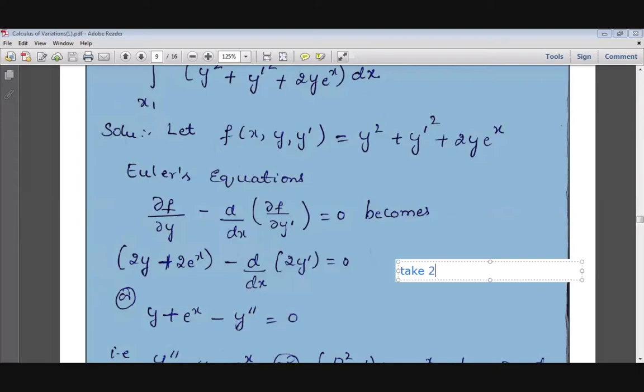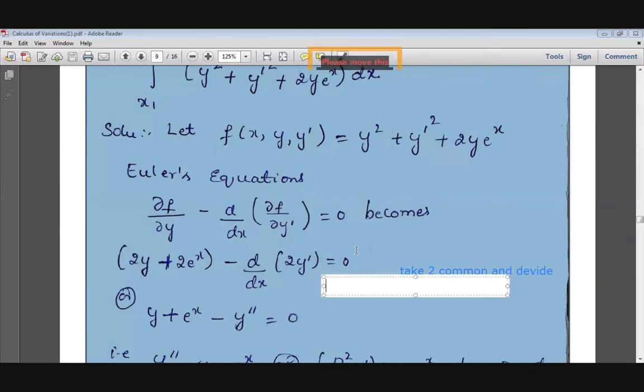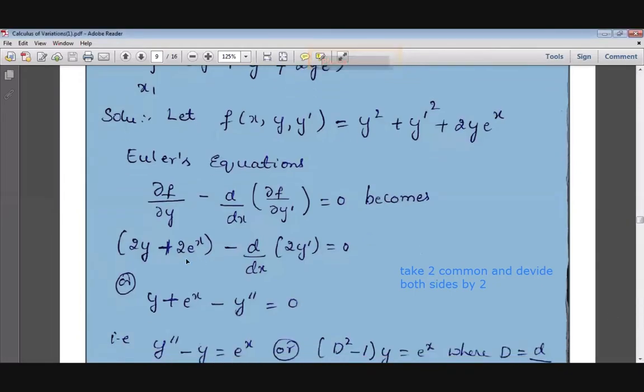Next, you can take 2 common and divide both sides by 2. Then you will get, 2 will cancel, y plus e power x minus y dash equal to 0.